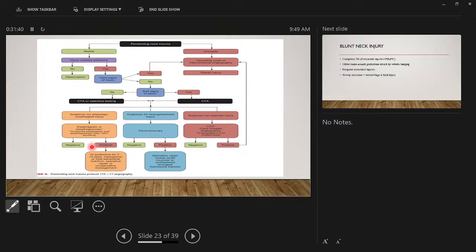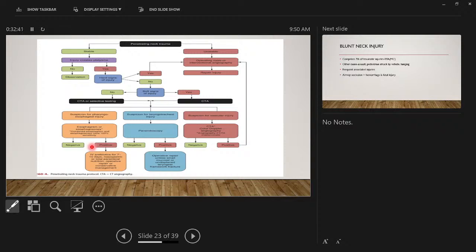Any questions? Panendoscopy is when you use different modalities of endoscopy, which means you have to go for fiber optic bronchoscopy and laryngoscopy, laryngoscopy and tracheoscopy all together. So you explore both the windpipe and the food pipe.